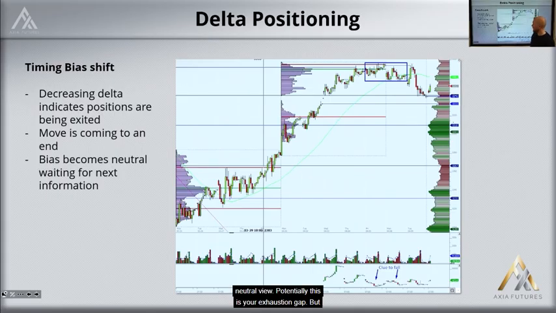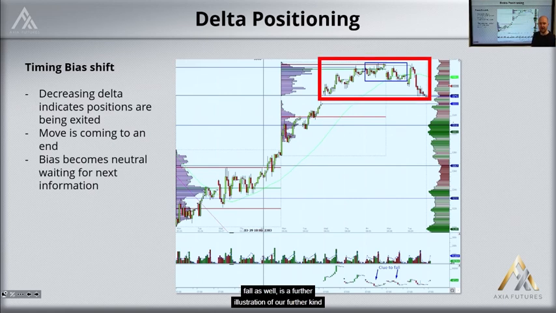Potentially this is your exhaustion gap. But until you start trading back through it, it's still a gap and it's still holding this move higher. But it could well be the sign of exhaustion. The fact that delta is now starting to fall as well is a further illustration, or a further clue, that that may well be the case. So you can move your bias now to a more neutral stance.